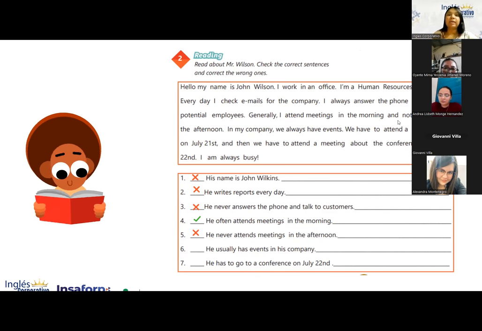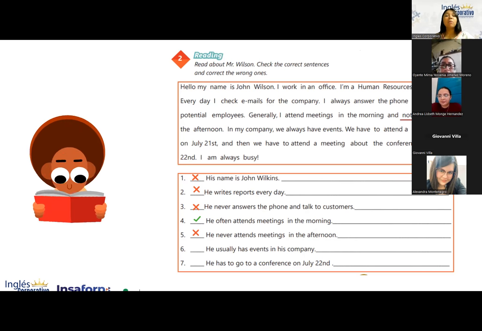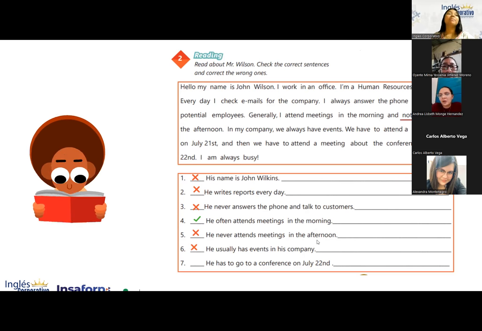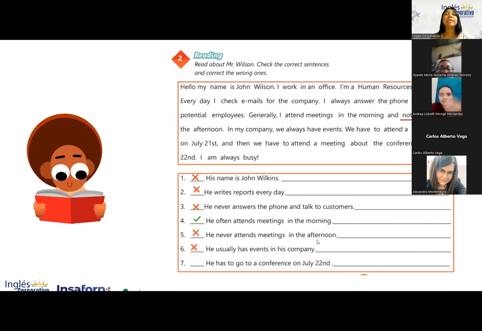In this case, if you notice, esto dice not so often. No tan a menudo en la tarde. So it gives intensity. Sí lo está intensificando, como usted dijo. Yes. Okay, thanks. Now, what about number six? He usually has events in his company, correct or incorrect? Incorrect. Why? Because he always has events.